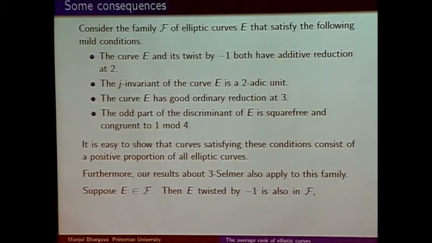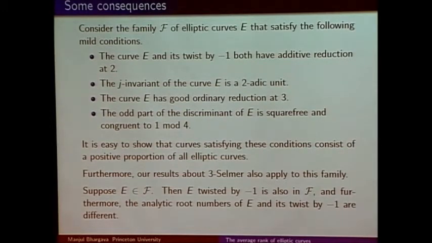Okay. And the reason we chose these congruence conditions is that they're chosen with the property that if E is twisted by minus 1, then the analytic root number of E and of E twisted by minus 1 are different. So all the elliptic curves in this family have this property that when you twist by minus 1, the root number flips. Okay. So that's how this family was chosen. So they're chosen so that when you twist by minus 1, the root number flips.